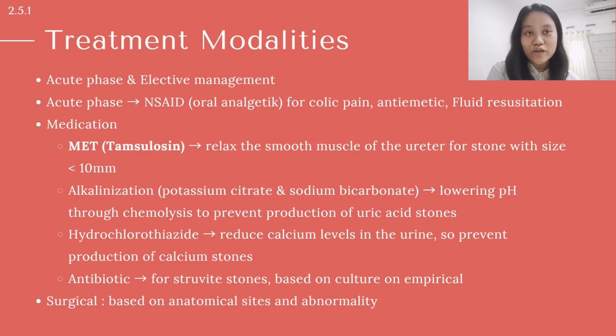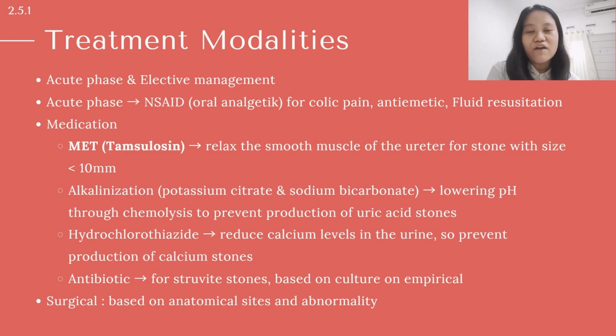So let me explain more about the treatment modalities of urolithiasis. So there are two phases for treatment of urolithiasis. First is the acute phase, second is the elective management. For the acute phase, we can use NSAIDs or oral analgesics to reduce the colic pain and also to make the ureter relax so the stone can pass easily from the ureter. And second, we can use antiemetics, and also we can use fluid resuscitation for the acute phase.